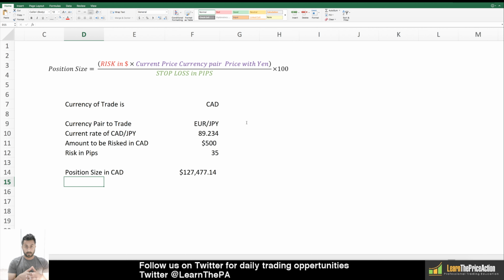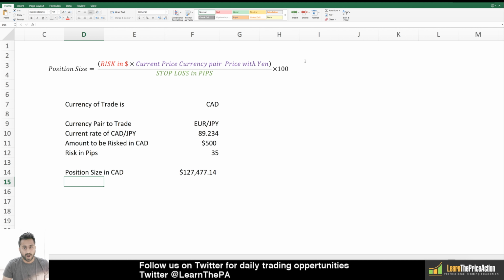So if you go in the market and you want to risk $500 on 35 pips on a euro yen pair, you would buy or sell, if you're shorting the pair, $127,477 from the broker. Obviously you're not going to buy that, or you're not going to give that your money. It's all multiplication factor and the margin requirements and all those things we have. So that's the position size in Canadian dollar.